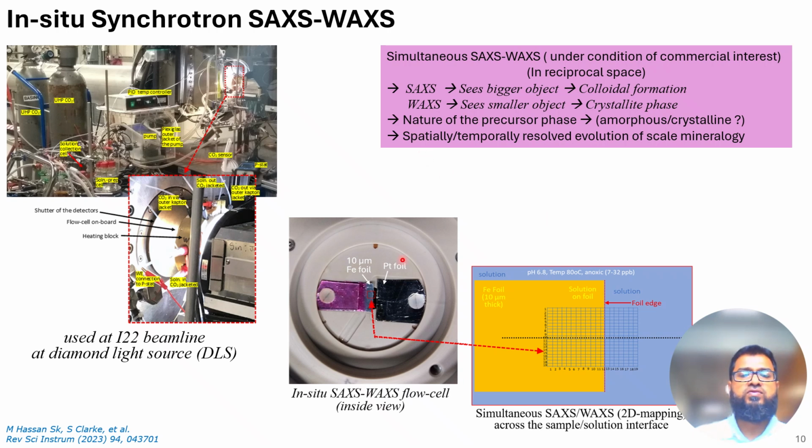Yes, and this is how the cell looks from inside. This is the iron foil as a working electrode, which is 10 micron thick, transparent to the X-ray. This is the platinum foil as counter electrode, and the reference electrode sits here. And this is showing you the scan grid across the sample solution interface. It will be a raster type scanning, and one pixel takes 5 seconds. The entire scan will take about half an hour, and then you can repeat the scan as many times as you want. What we achieved from here.